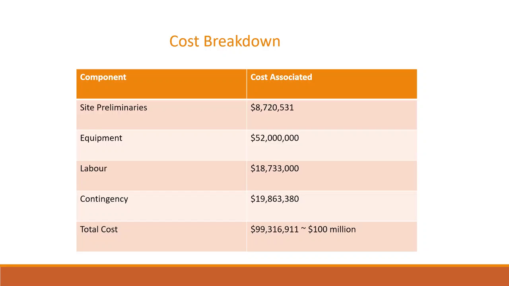This slide shows the cost breakdown associated with this project. For site preliminaries, it's around $8 million. For equipment, it's $52 million. For labor, it's $18 million. For the 25% contingency plan, it's around $19 million. And therefore, the total cost is almost $100 million. Thank you.